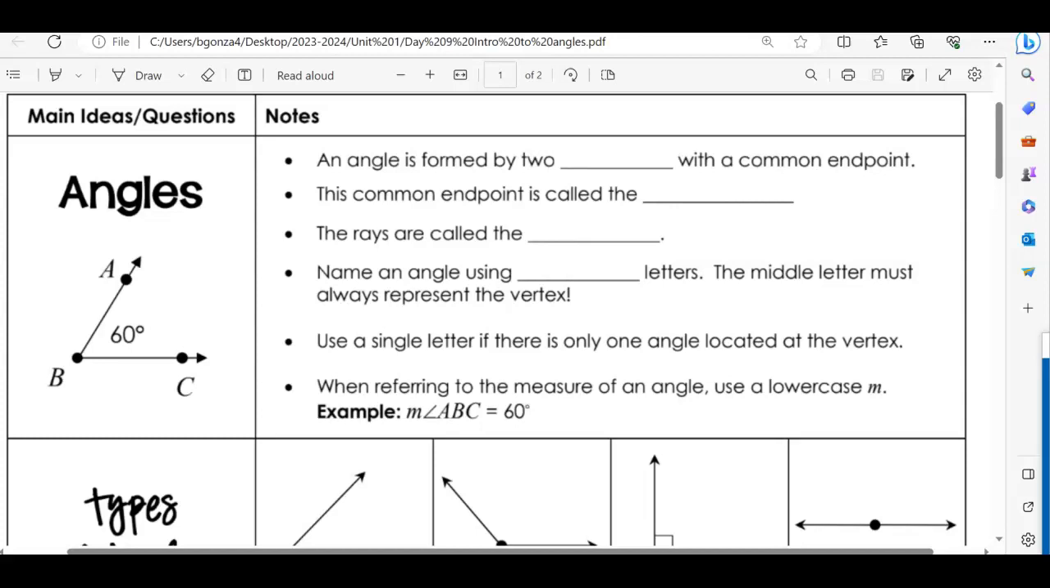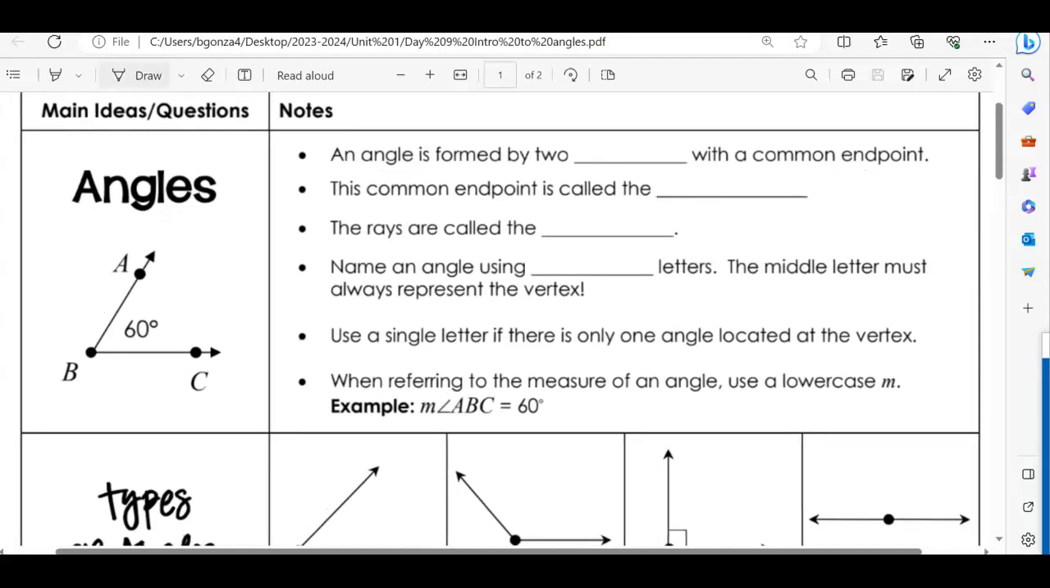An angle is formed by two rays. If you don't remember, we did talk about this on a warm-up. Rays go one direction with one arrowhead, wherever. And they have a common endpoint. So this common endpoint where they both touch, where it changes directions, is called a vertex. And those rays are called the sides of the angle. So you got two rays, where they touch is the vertex, those are the sides.